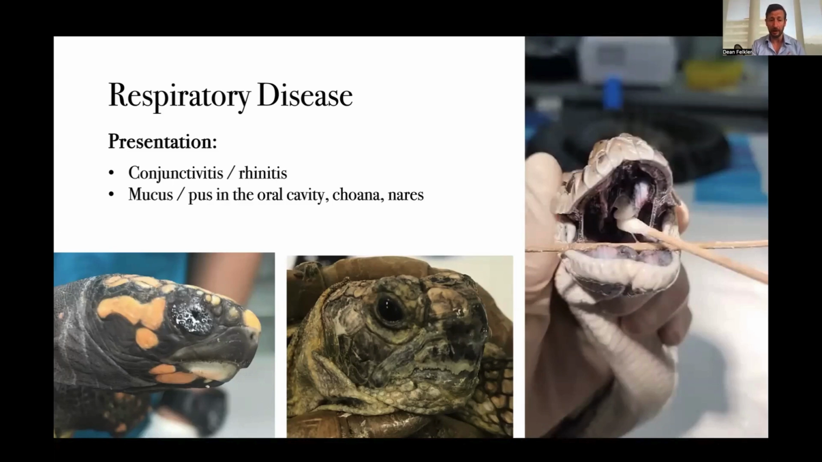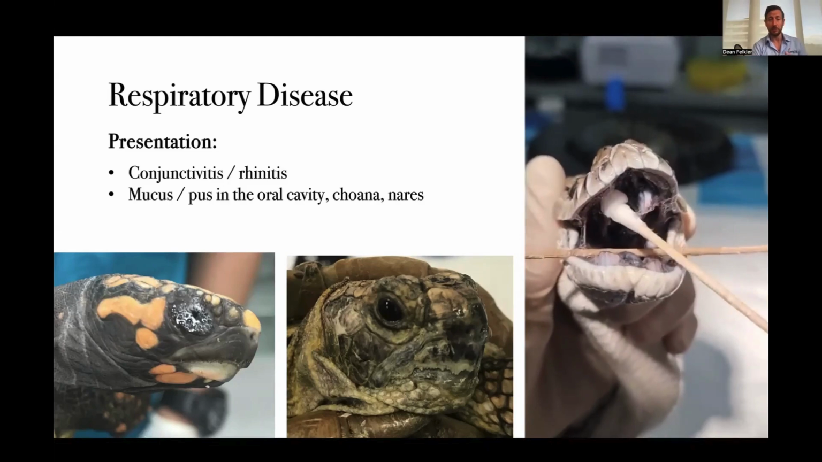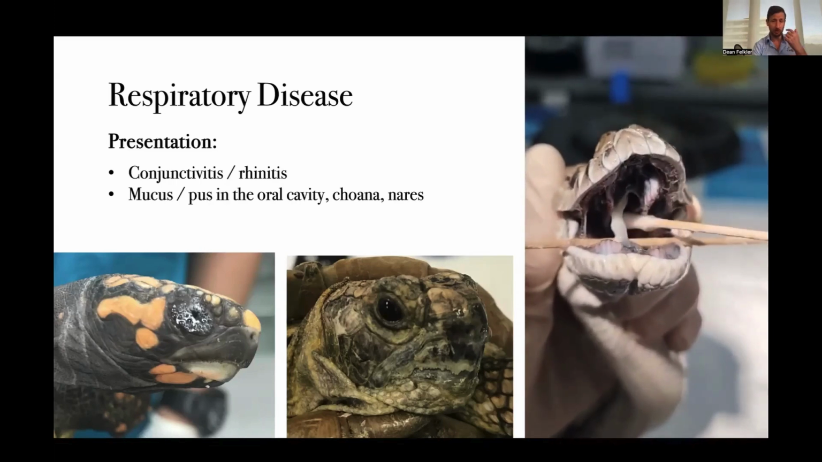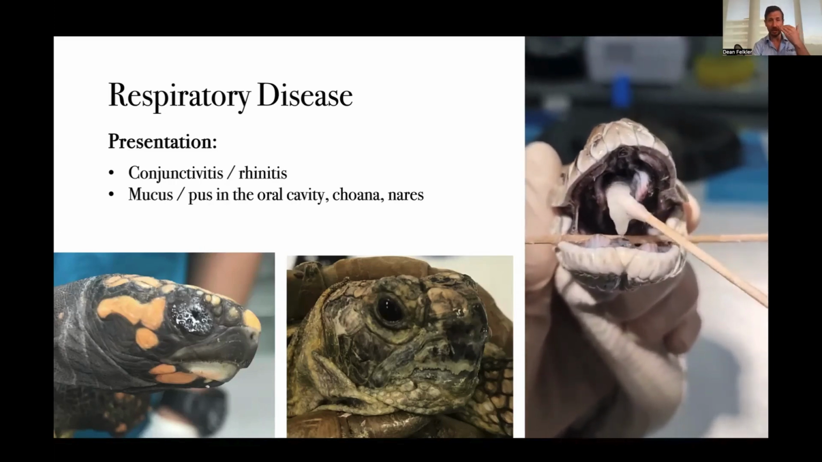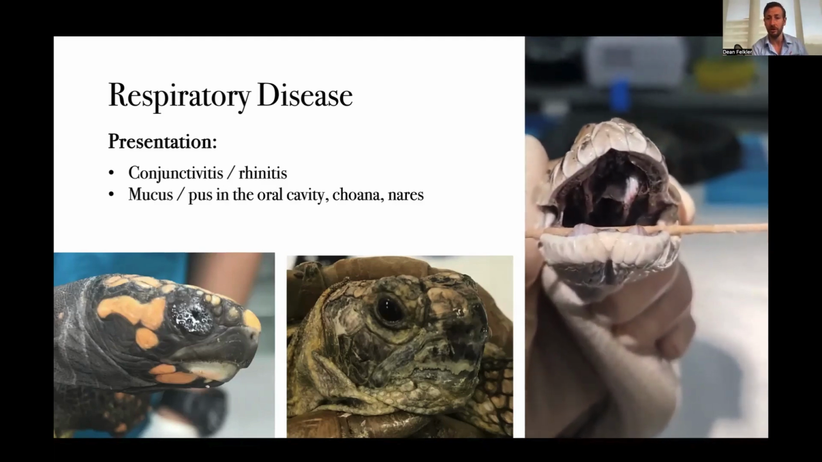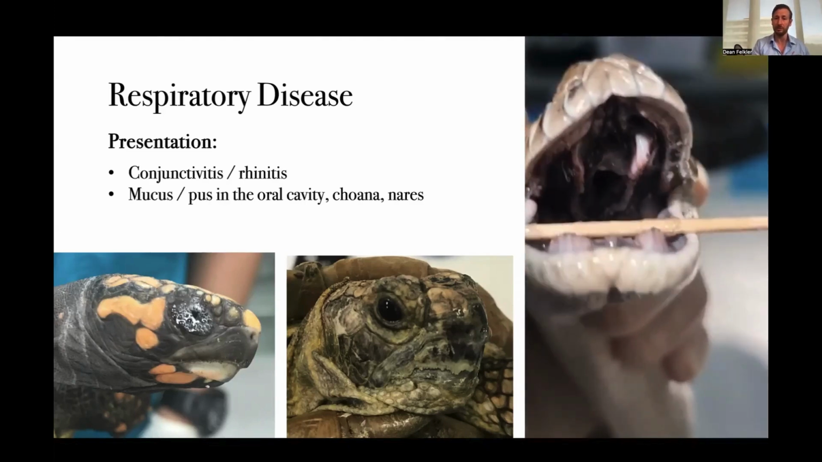Some deep-set infections can be streaming out of the nose really, really badly. So we'll come to that later. And then we've got this python here. Sometimes with these upper respiratory diseases, you get infection in the nasal cavity, and instead of coming out of the nose, it comes into the mouth through the choana, which is just a pair of holes at the dorsal aspect of the oral cavity.